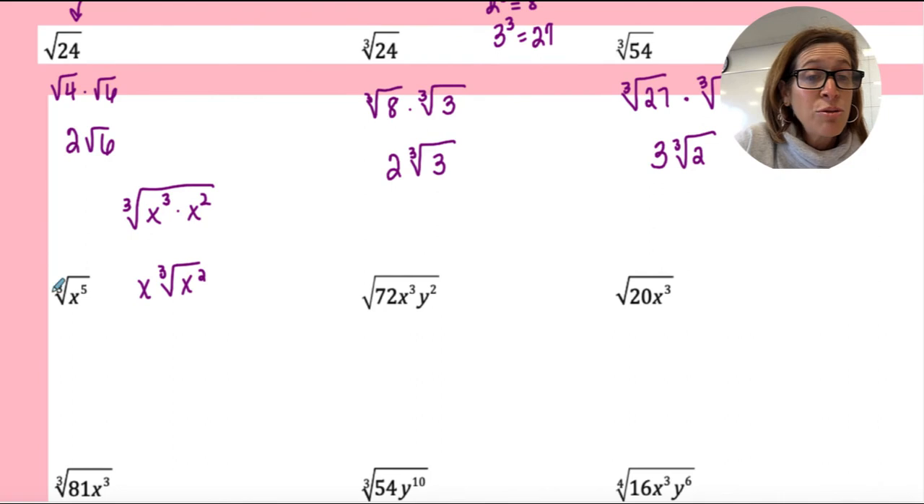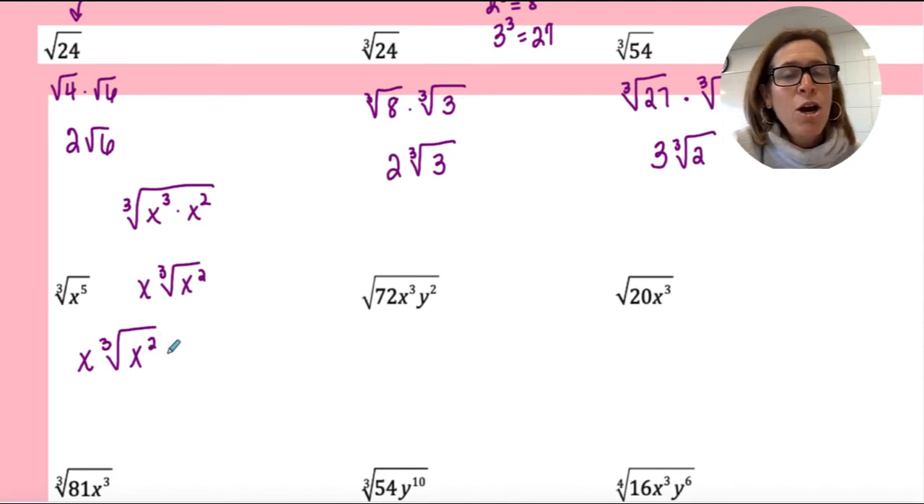Another way you could do it is you could divide 5 by 3. And the amount of times 3 goes into that 5 is the variable that's going to come out. So 5 divided by 3, 3 goes into it 1 time. So x will come out, and you'll have 2 left over that stay inside the radical, like that. Okay? All right, let's put one together here.